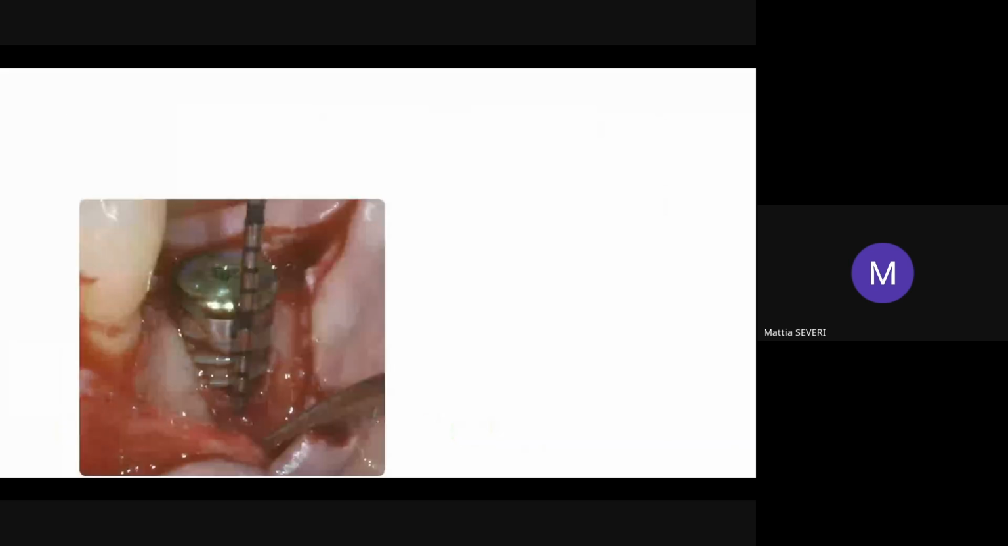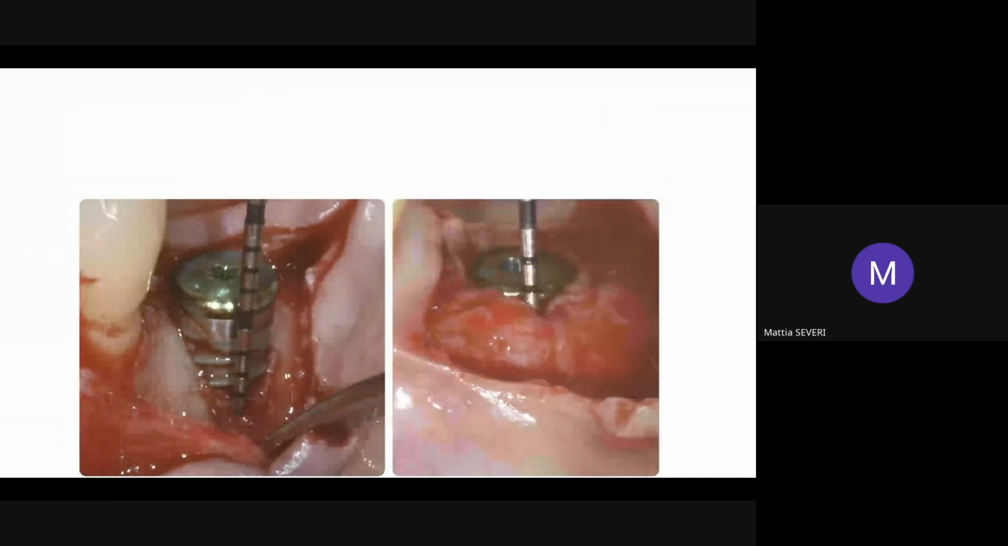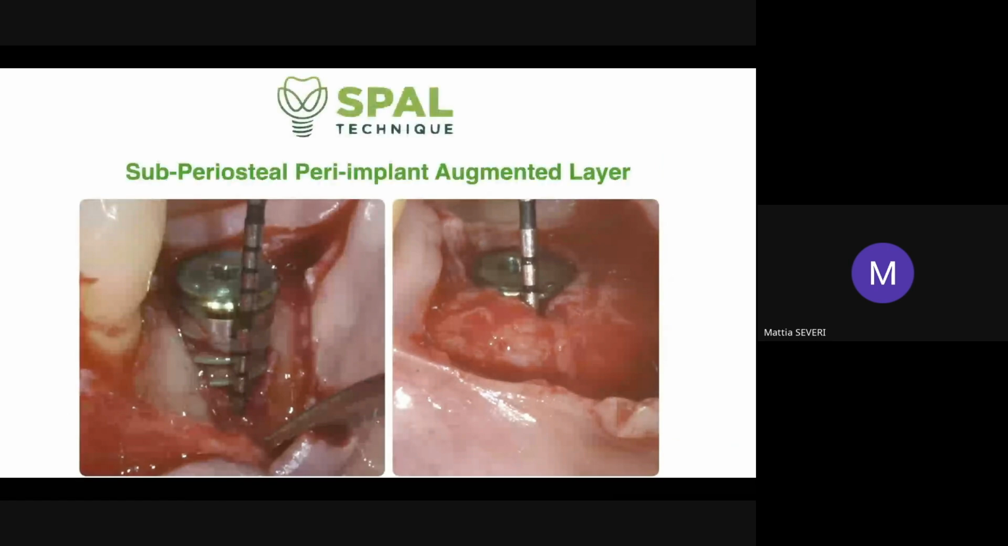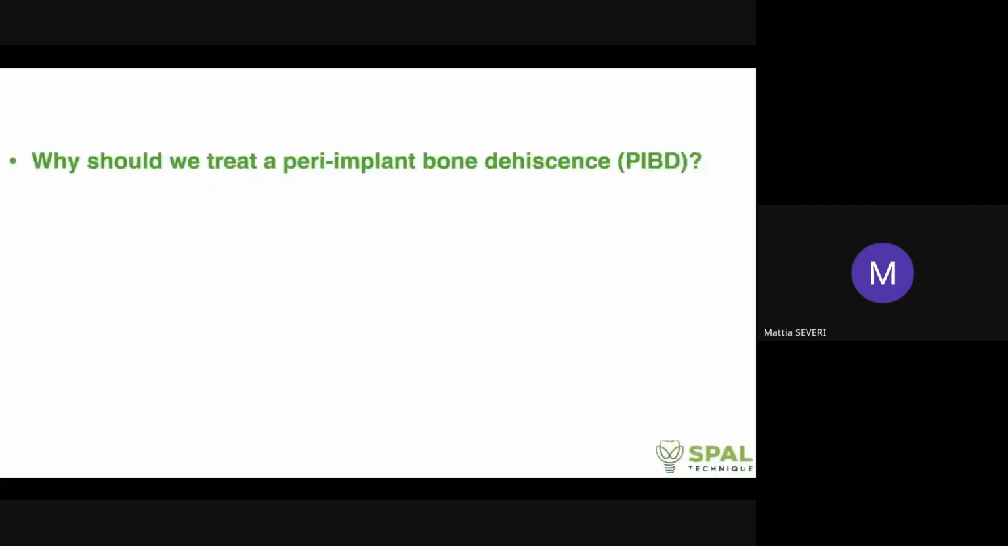So what I have asked Mattia is to try to define how we can solve this type of clinical condition, meaning the situation in which we are lacking the buccal bone plate at the time of implant placement. And one of the ways, it's not the only way, but one of the ways, will be the subperiosteal peri-implant augmented layer. During the presentation, I will ask Mattia several questions.